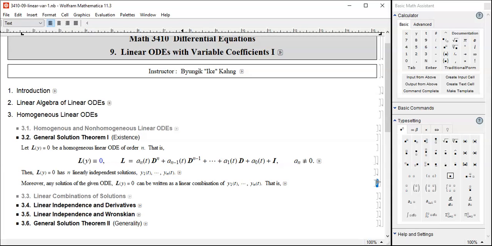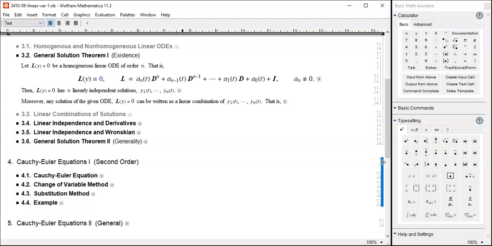We don't need all those concepts of linear algebra. Linear independence, of course, we need it, and we established it. And as for all solutions can be written as a linear combination of y1 through yn, let us postpone that proof, and let's do an example problem first.